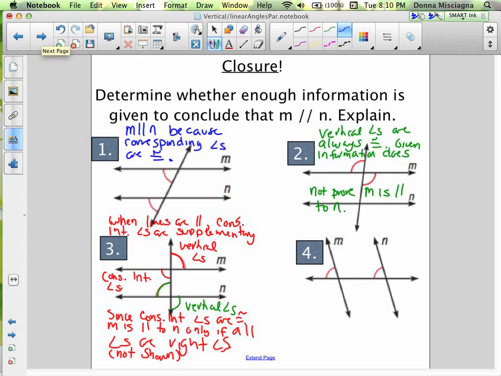Our last one actually is pretty easy. So notice, number 4 is not very different than number 1 here. You've got corresponding angles on the same side of the transversal, same position. So M is parallel to N because the corresponding angles are congruent.